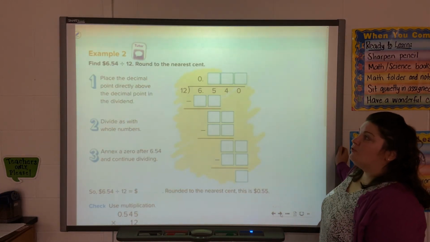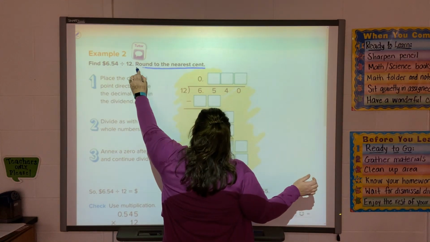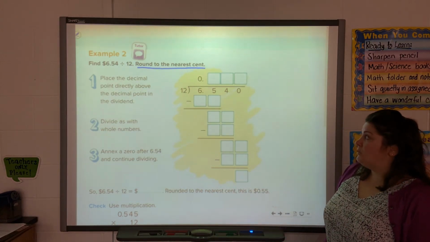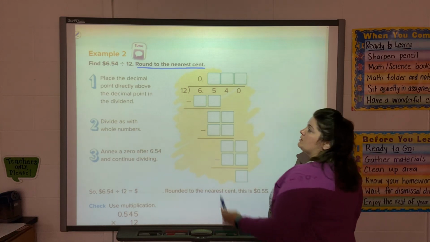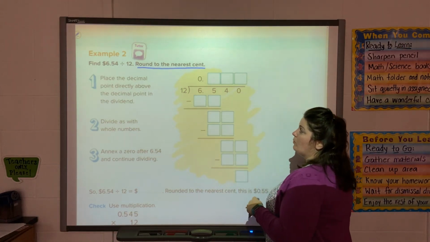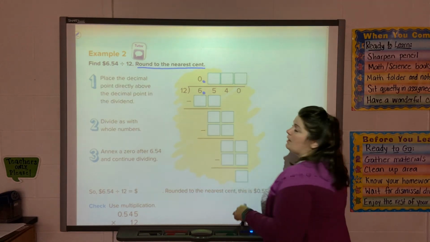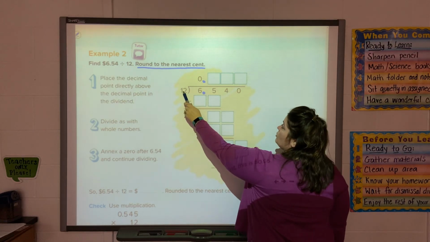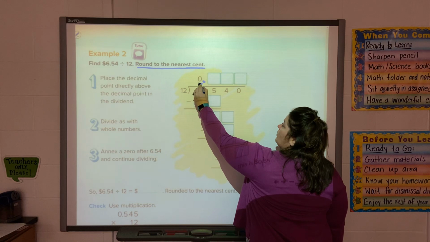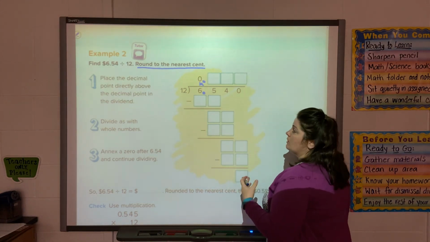Find $6.54 divided by 12. Round to the nearest cent. Okay, that means round to the nearest penny or to the nearest hundredths place. So let's again place that decimal point directly above where it was in our dividend. It was here, let's put it here. And now we divide. How many 12's come out of 6? None. Some of you put an X here, and you'll see why it has a 0 in a minute, since we're dealing with a decimal.